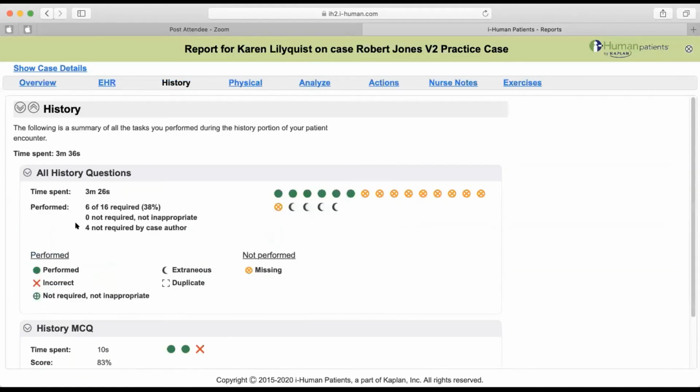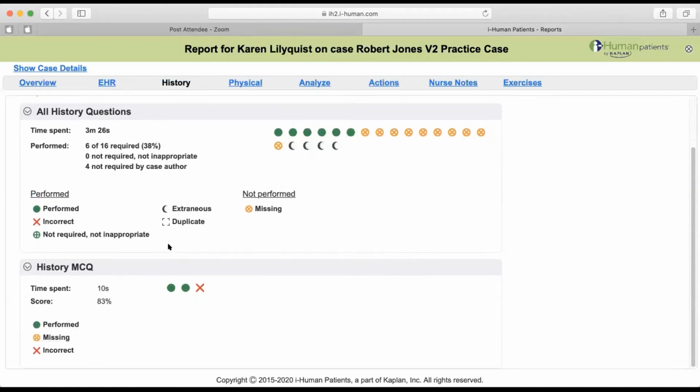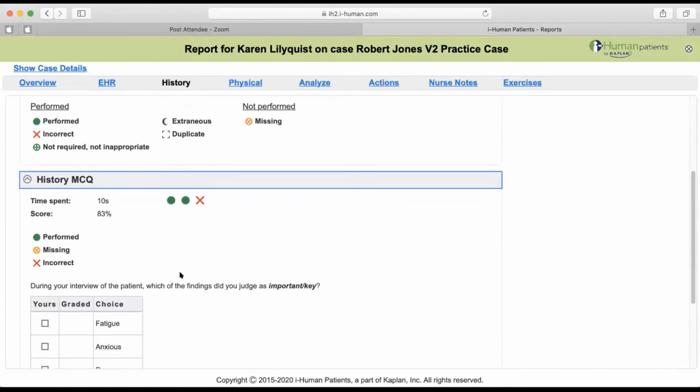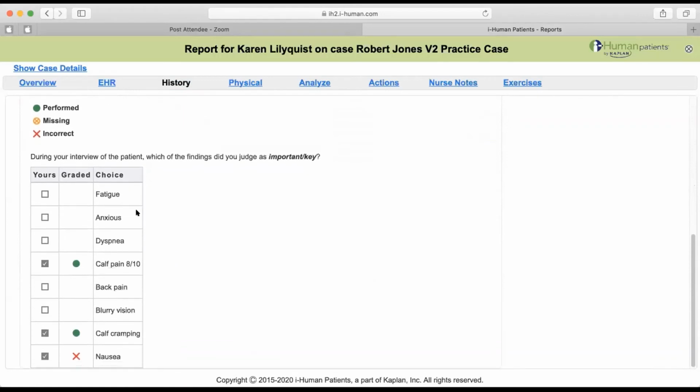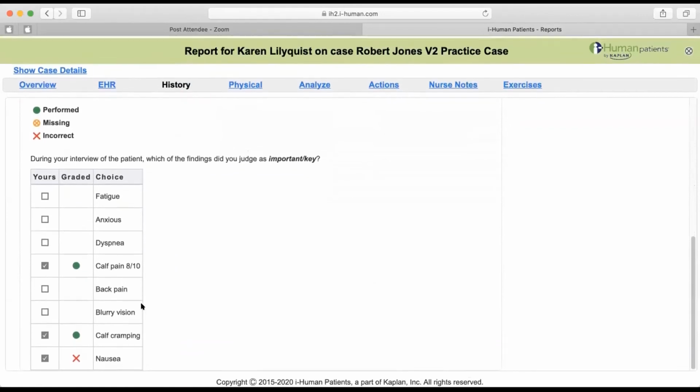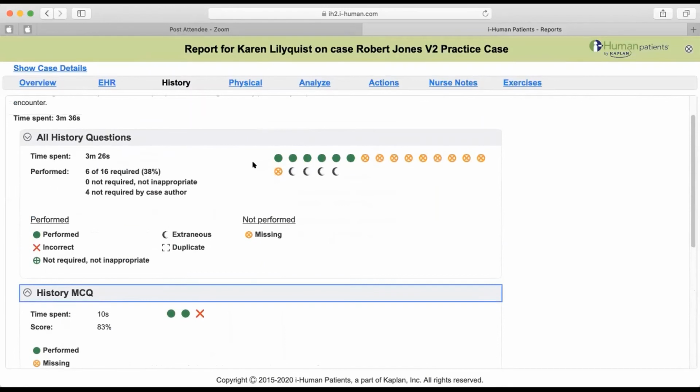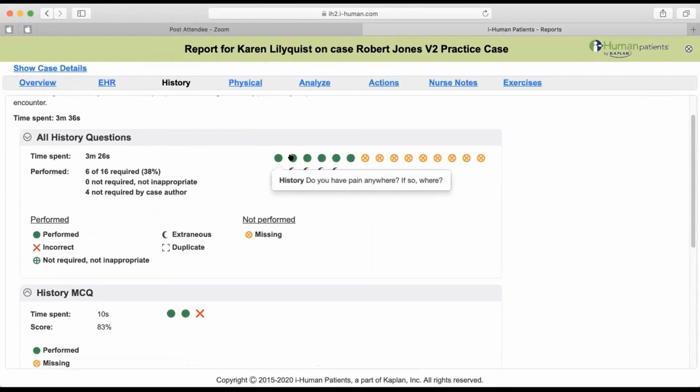But I can drill into that and say, okay, what did I miss? It will expand to what was that multiple choice question. I can see those findings as well as identify each of the questions I did ask and each that I missed. So that becomes important in terms of feedback for your students.